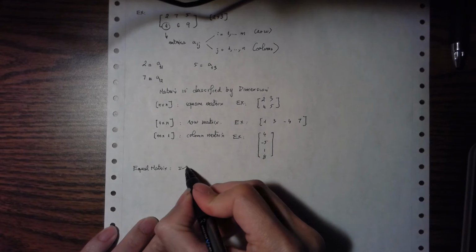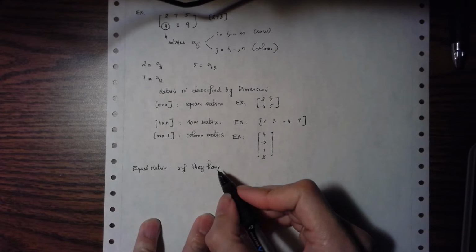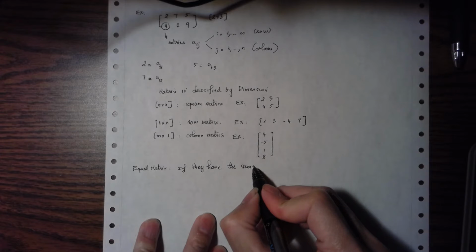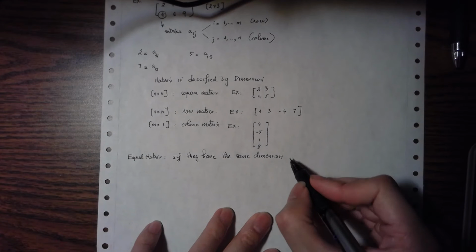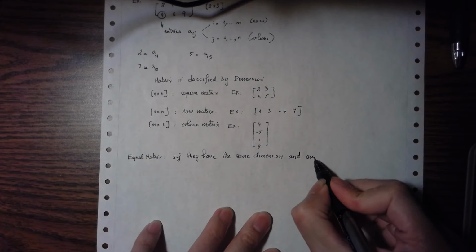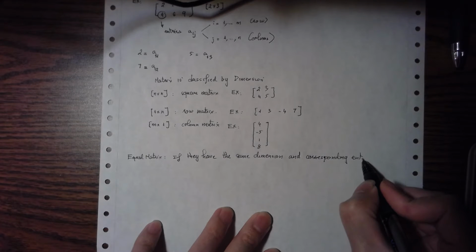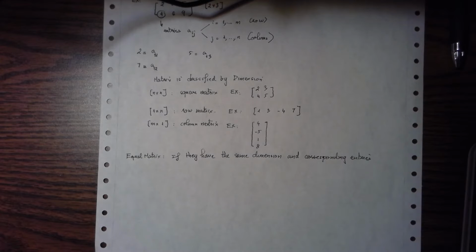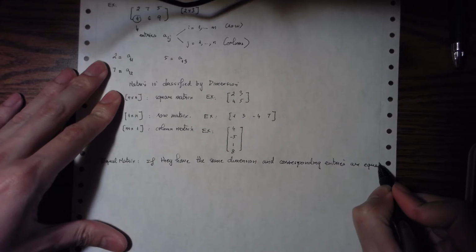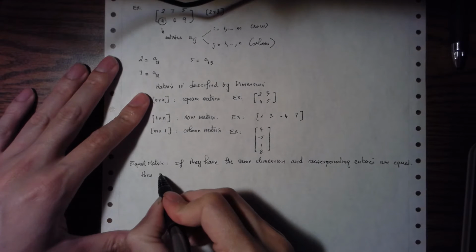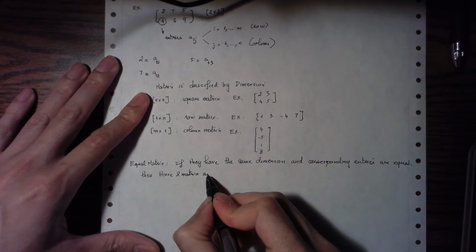If they have the same dimension, you know, the same number of rows, the same number of columns, and corresponding entries, as I say, the entries must be the same, are equal, then those 2 matrices are equal.